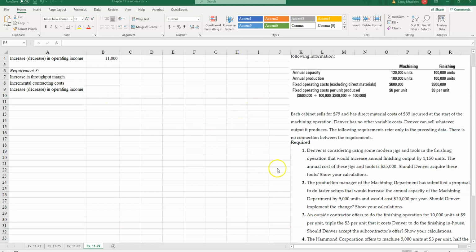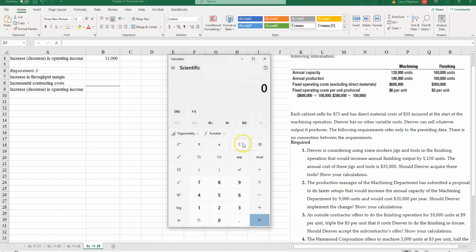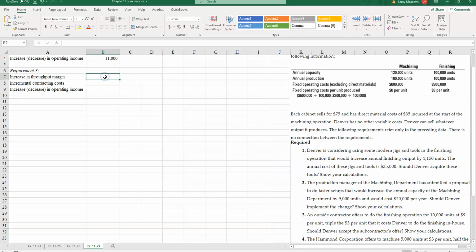What's our increase in annual throughput margin if we allow them to do 10,000 units? So what was my throughput margin? We calculated it was $40 per unit times how many units can they do? Well, they can do 10,000 units. So my additional increase in contribution or throughput margin is $400,000.